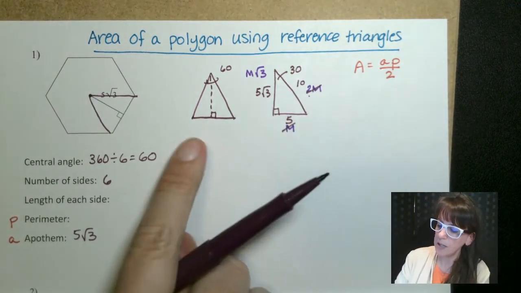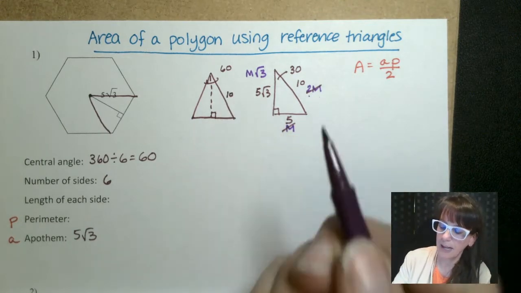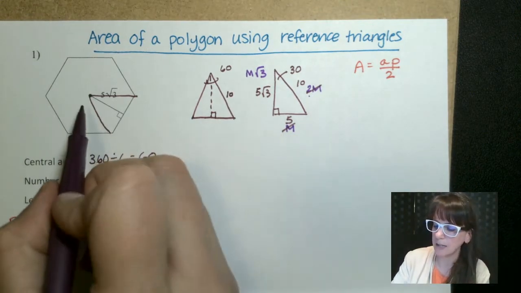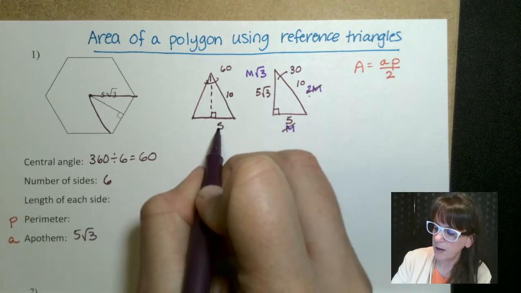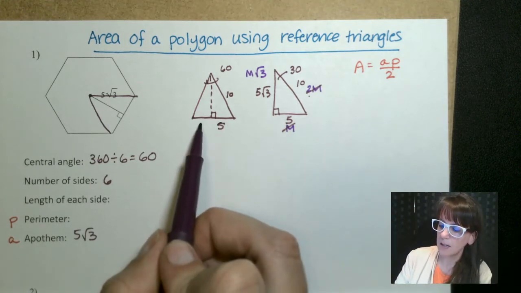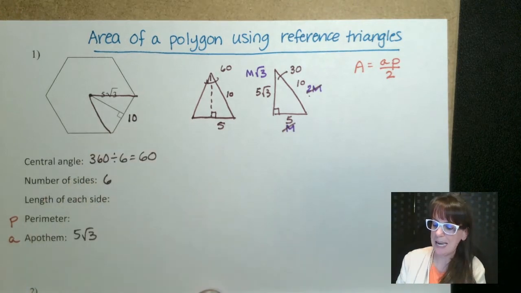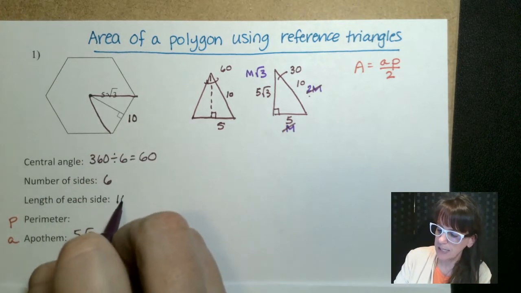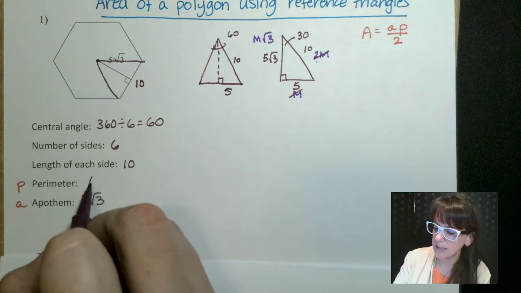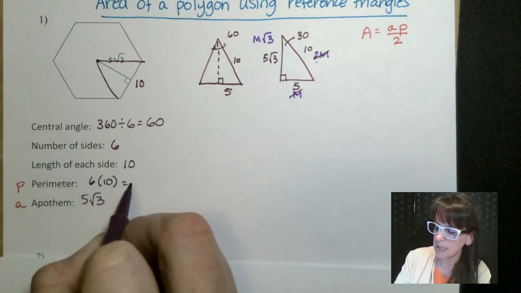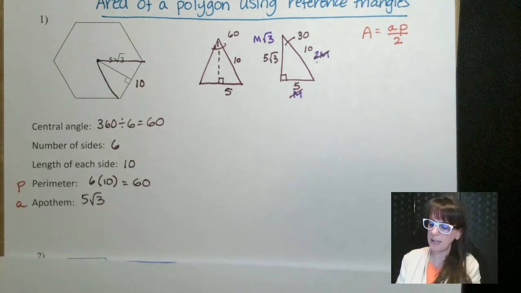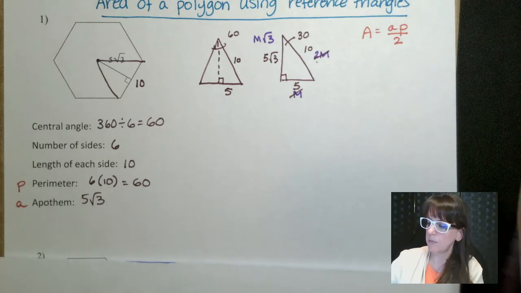Okay, so now we know this is 10. That we don't even care about, really. That's just a radius that goes out. But this is 5, which means the whole bottom part is 10, so the length of one side is 10. Length of each side is 10, which means our perimeter is 6 times 10, which gives us 60. All right, we're ready now to use our formula.